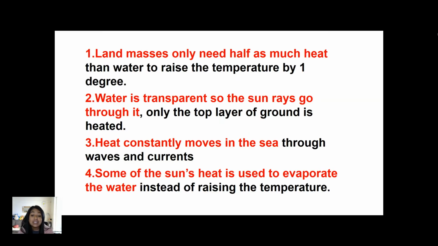Number 3, heat constantly moves in the sea through waves and currents. The ocean is constantly moving, and so a lot of that heat is taken away with it. But in inland areas without that massive ocean, the heat kind of just stays exactly where it is. And number 4, some of the sun's heat is used to evaporate the water instead of raising the temperature. So at the coast, maybe 50% of the sun's rays are being used to heat the land, and the other 50% is used to evaporate the water. But in inland areas, because there isn't a large body of water, all 100% of the sun's rays is being used to heat up the land instead.